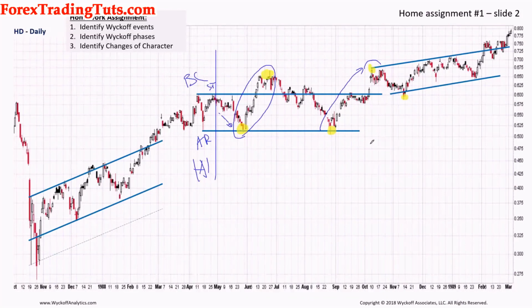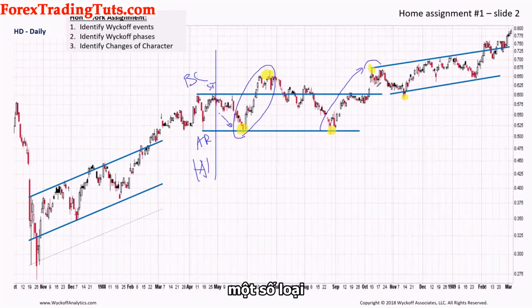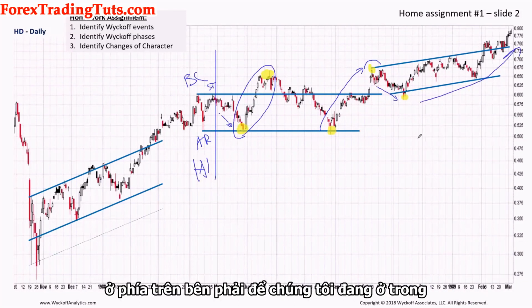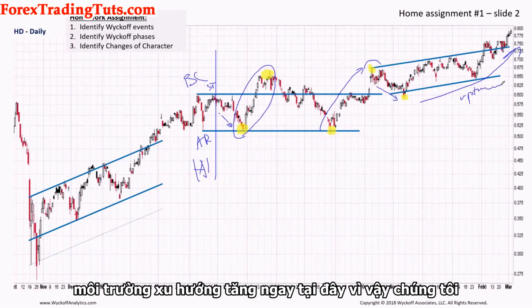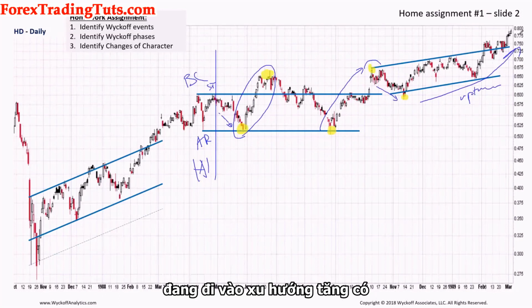I'm not sure. Okay, that's fine. So we see what happens after this rally. We have some kind of backing up action and then a continuation to the upside, right? So we are in the uptrend environment right here. So we are leaving the trading range and then we are going into the uptrend.